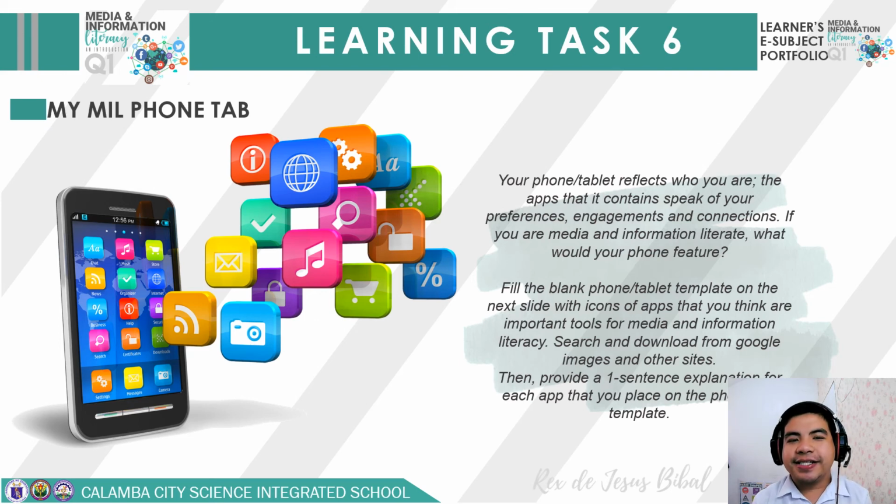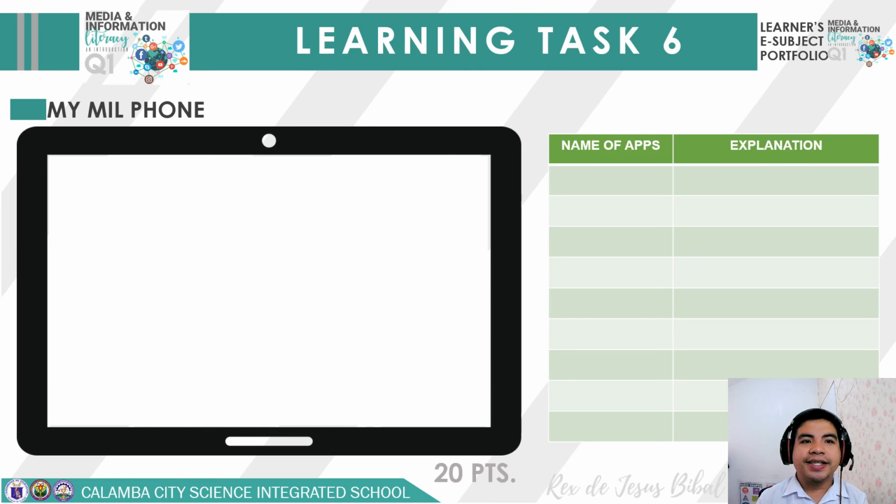And for the learning task 6, we are all familiar with cell phones. Your phone or tablet reflects who you are. The apps that it contains speak of your preferences, engagements, and connections. If you are media and information literate, what would your phone feature? Fill the blank phone or tablet template on the next slide with the icons of apps that you think are important tools for media and information literacy. Search and download from Google Images and other sites. Then provide one sentence explanation for each app that you place on the phone tablet template. This is the template and the table for your explanation.